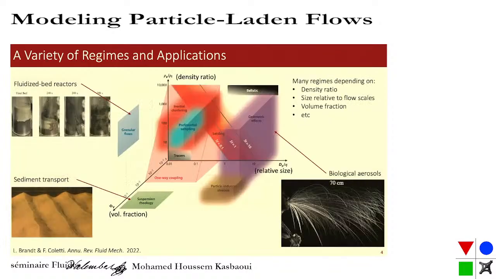But in terms of particle-laden flows, there is actually a very wide regime space and parameter space. There are at least 3 important parameters. So density ratio over here, which can vary substantially whether you're in a liquid-solid configuration where the density ratio is really close to 1, or whether you're in a solid-air configuration where the density ratio is on the order of 10,000s. You have volume fraction, and you also have relative size. So these are all, well, some of the important parameters. And then you have applications related to these, like fluidized bed reactors, sediment transport, biological aerosols, and so on.